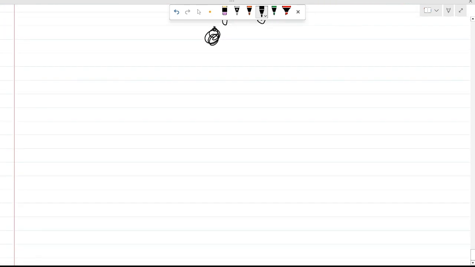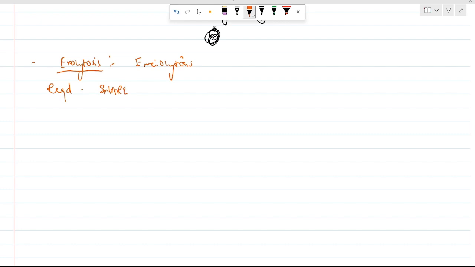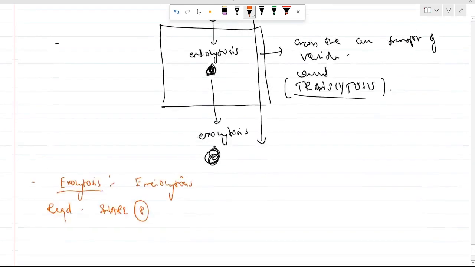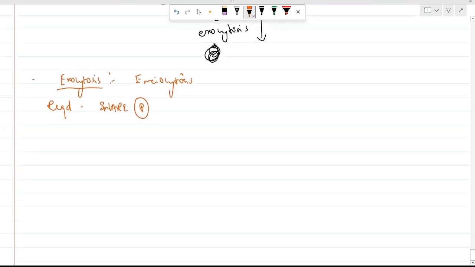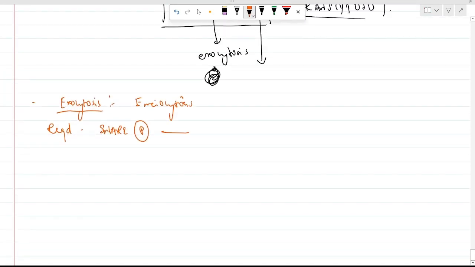Now we are going to see some types of exocytosis. Exocytosis is also called emiocytosis. The exocytosis we have seen above requires SNARE proteins, special proteins. These SNARE proteins contain a protein called synaptobrevin. Very important protein.